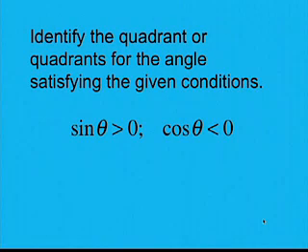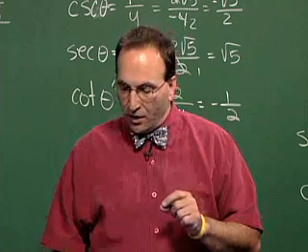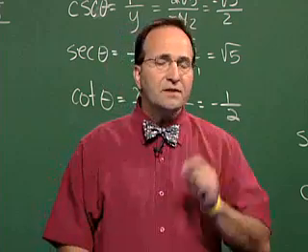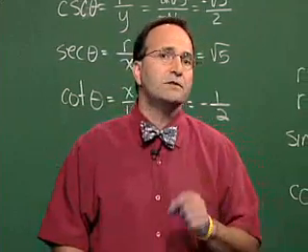So, identify the quadrant or quadrants for the angle satisfying the given conditions that sine theta is greater than 0 and cosine theta is less than 0. In this case, we know that the sine of theta is positive in quadrants 1 and 2.